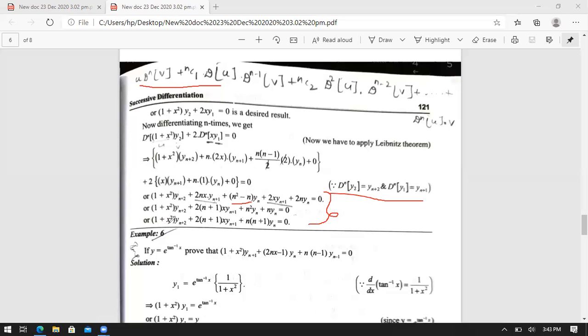1 plus x square y n plus 2, plus 2n plus 1 x y n plus 1, plus n into n plus 1 y n is equal to 0. This is very important. Remember this one and practice this one. When you are applying it, write the Leibniz theorem formula here. Don't write directly; write the formula here.